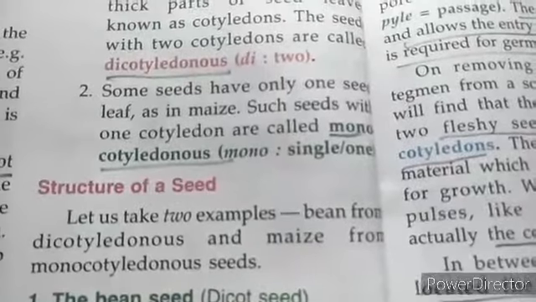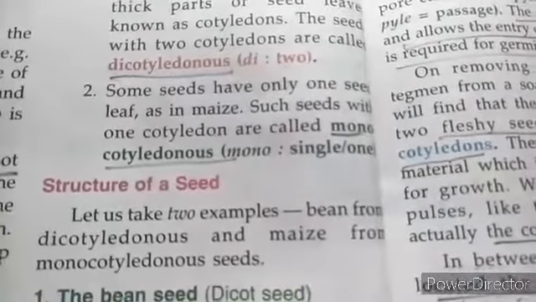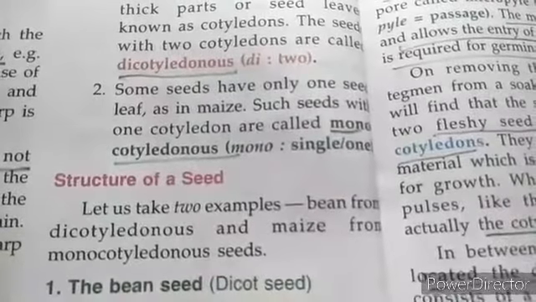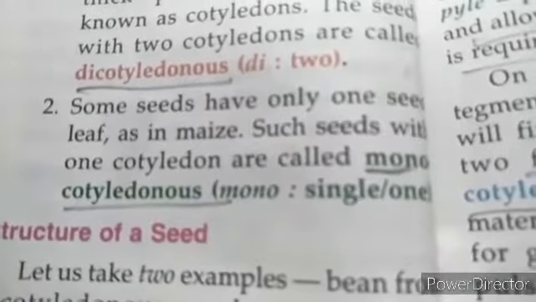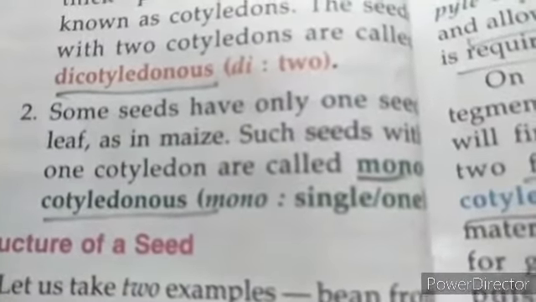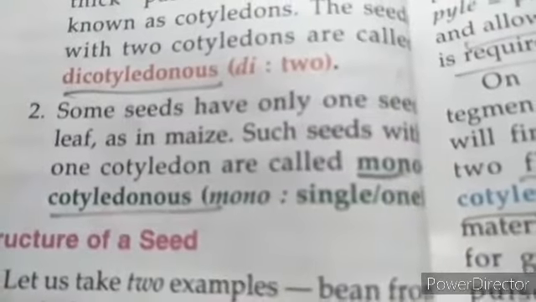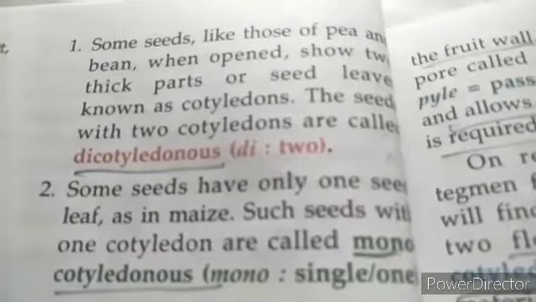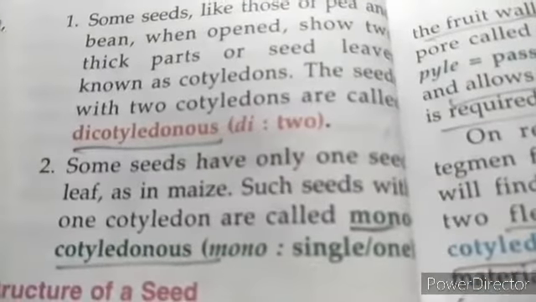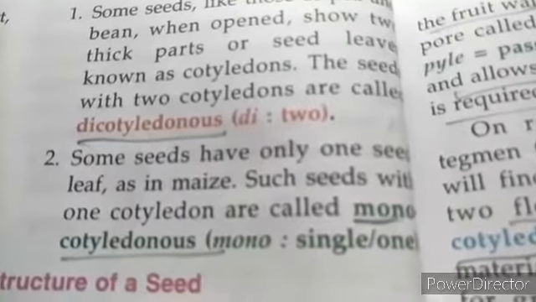Now some seeds have only one leaf, such as in maize. Such seeds with only one cotyledon are known as monocotyledonous, and that means single cotyledon. So we came to know dicotyledonous and monocotyledonous. The examples of dicotyledonous are pea and bean, and the example of monocotyledon is maize.